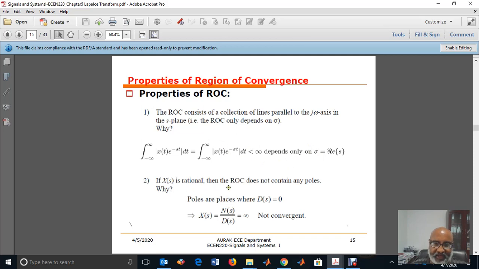If X of s is a rational function of s, that means I have a numerator polynomial N of s over a denominator polynomial D of s, then the region of convergence does not include the poles. Why? Because at the poles, X of s will be equal to infinity. The pole means the location where D of s is equal to 0. So if you divide by 0, it will be infinity. So X of s is not convergent, which means the region of convergence does not include the poles.